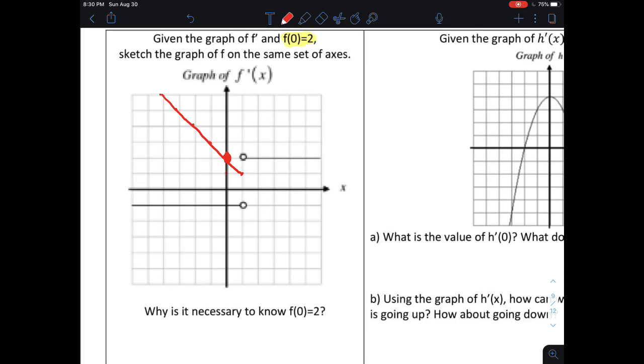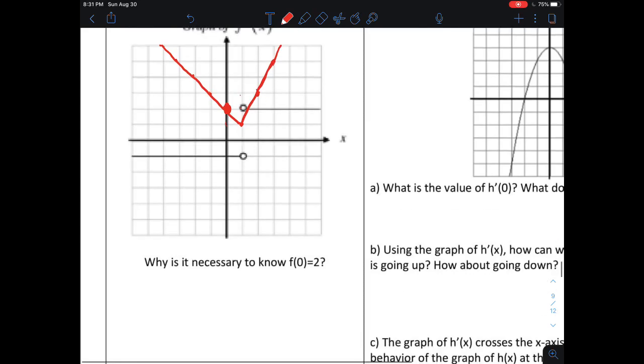And then, let's see what happens when we get on the other side. Well, the entire right-hand side of 1 has a y value of 2. So a y value of 2, so that's my derivative. So when I get to this point here, I go up 2 over 1, up 2 over 1. Now, why is it necessary to know f of 0 is 2? Because I needed a starting point to apply my slopes.